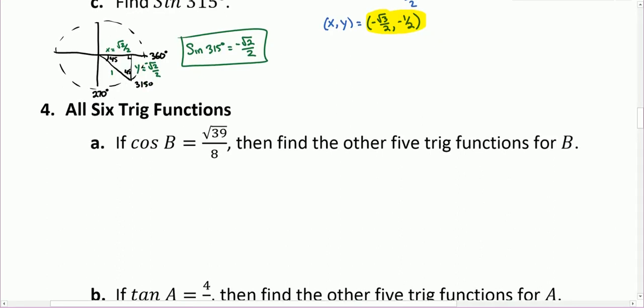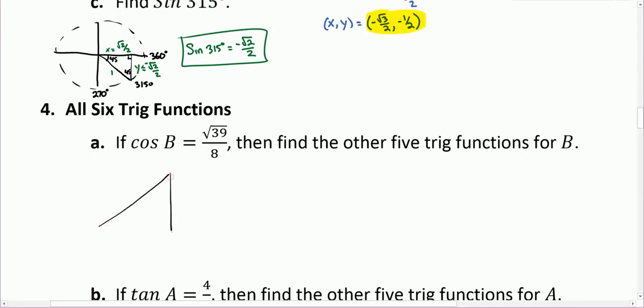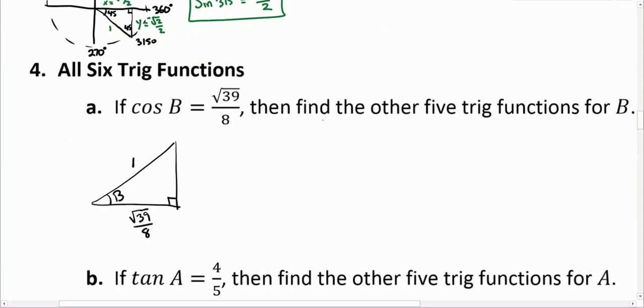Number 4, we're told the cosine of B is root 39 over 8, and we want to find the other 5 trig functions for B. So we know that if we're working with a right triangle, let's say this is angle B here, if we make the hypotenuse 1, the cosine of B is the base length in this drawing. So this would be root 39 over 8. And we want to find our third side length by using the Pythagorean theorem. I'm going to label that y, because y represents sine.